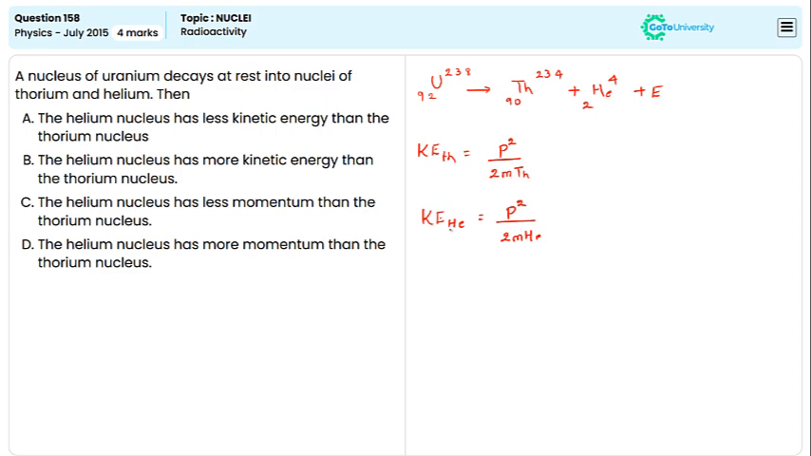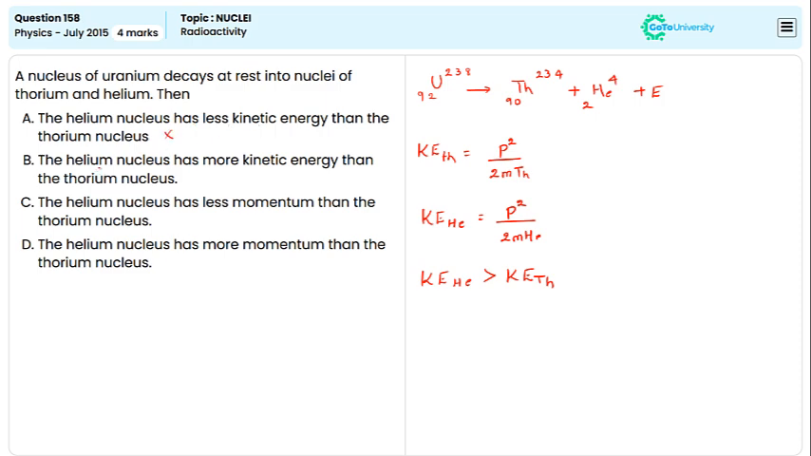Since the mass of helium is less than the mass of thorium, it follows that the kinetic energy of the helium is greater than the kinetic energy of the thorium. Then we can say the helium nucleus has a less kinetic energy than that of the thorium nucleus.